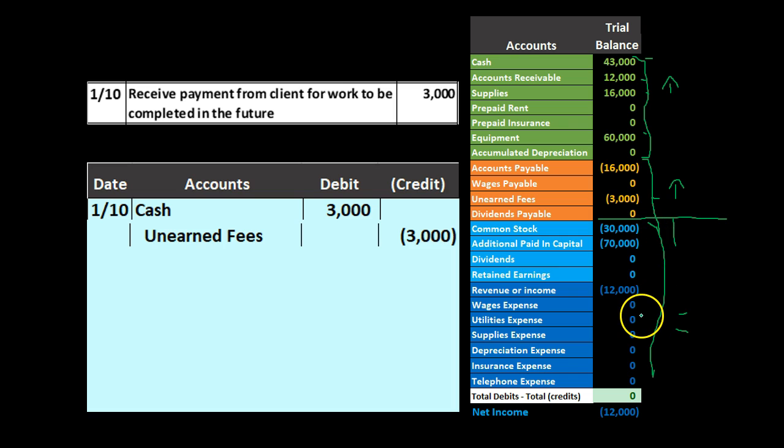Note too that no effect happened here to net income. Net income was 12,000 before. No change to net income even though we got cash, because we have not yet earned that cash. We actually put it in the books as a liability until we earn it. When will we recognize the revenue related to that cash? When we do the work, we'll adjust this at the end of the time period, and we'll see that adjustment in our adjusting entries process at the end of the month.